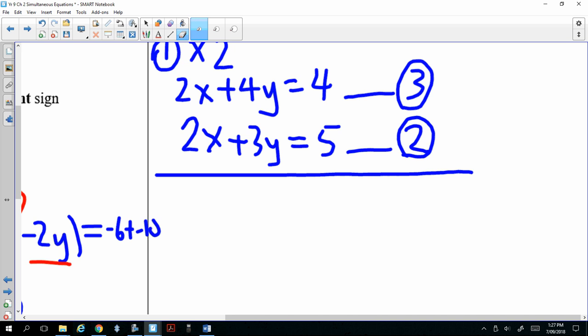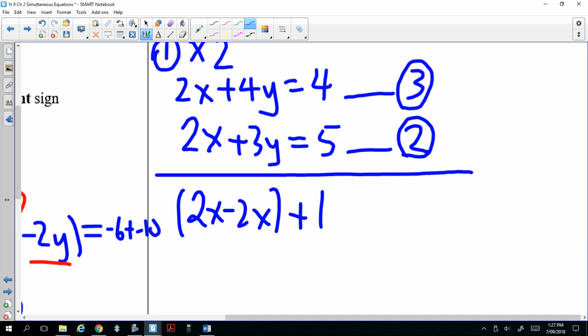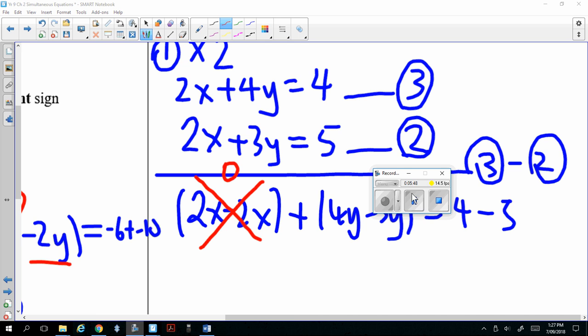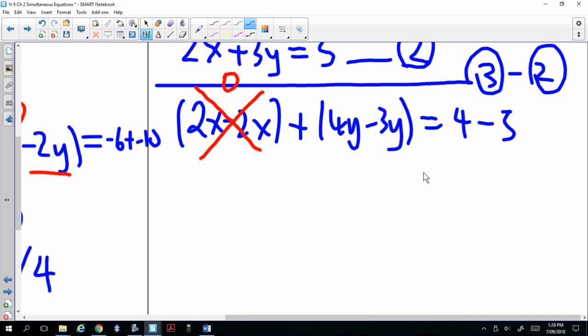Okay, good. Now watch this. We're going to subtract the two equations, right? Bracket 2x minus 2x plus 4y minus 3y equal to 4 minus 5. Does that make sense? I'm subtracting 3 by 2. So what's 2x minus 2x? It's gone. It's 0. Continue, everyone. 4y minus 3y is y. Equals 1. We found y straight away.